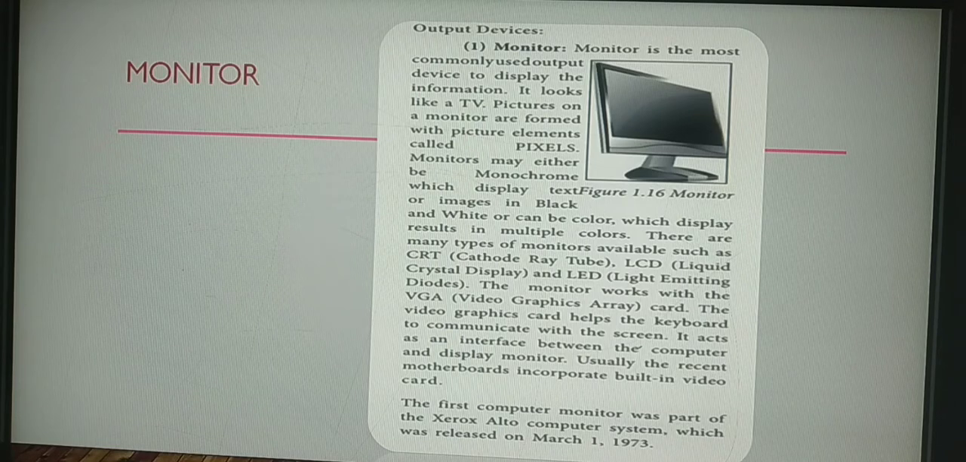Have you all marked that one? Write the significant features of monitor. It is on page number 8 in your book. Finished? Yes, next we can have the next one.